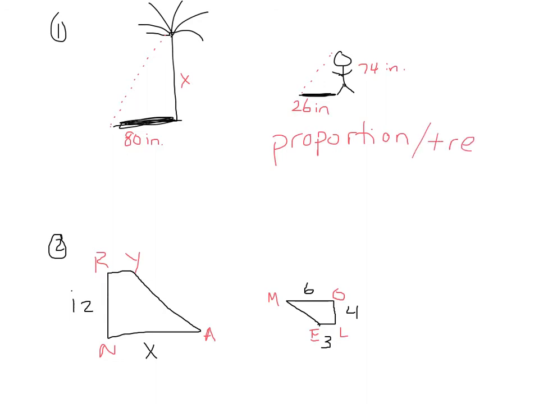For the second, what you need to do is understand that these two shapes are indeed similar. Be careful to match up corresponding sides and set up a proportion in order to find the missing side length in figure RYAN. It's a nice name. Good luck.